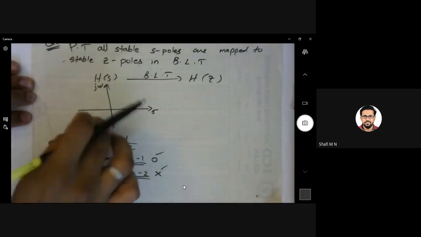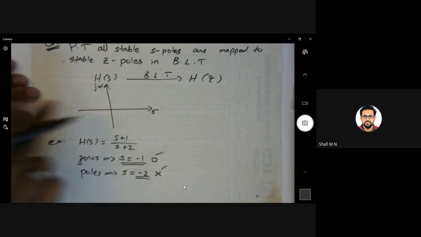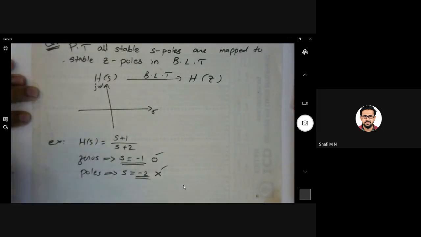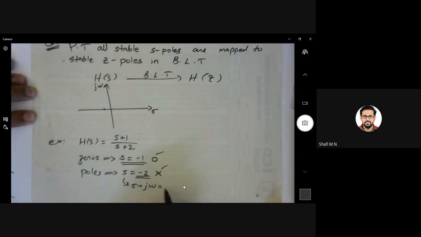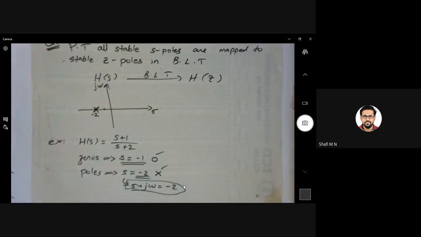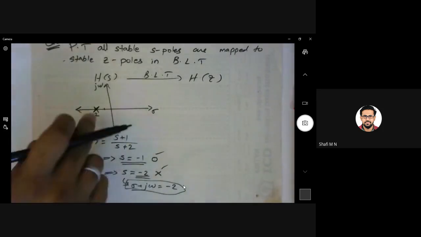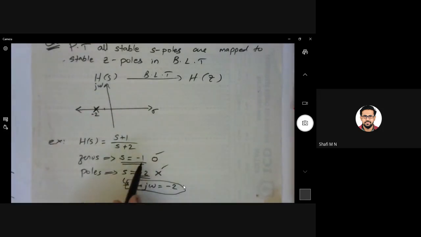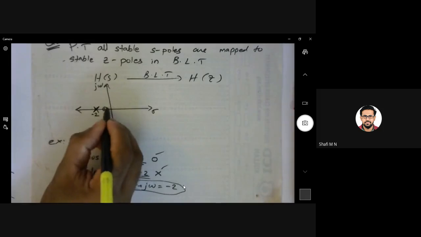So let me mark my pole in this S-plane. So this is s equal to -2. S means sigma plus j omega, that is equal to -2, which implies your sigma is -2 and omega is 0. So the ordered pair (-2, 0) comes over here and this is your pole. Clear? Let me mark the zero also. Where is the zero? Zero is at -1. You will have the zero over here.